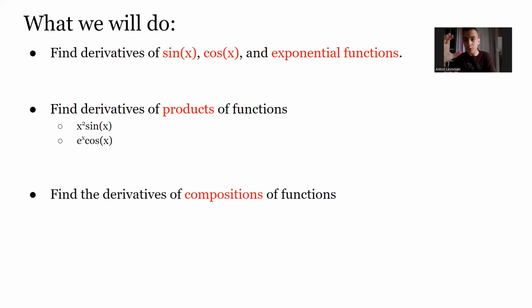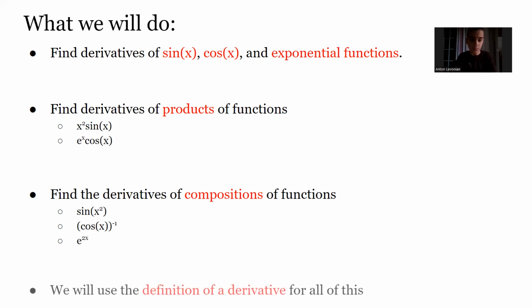We will also be able to find the derivatives of compositions of functions. What this means is you have a function, and instead of the input being x, it's something like x squared or sine of x. For example, sine of x squared, 1 over cosine of x, where the big function is 1 over x, and then instead of x, you're inputting cosine of x. e to the 2x, instead of inputting x into e to the x, you input 2x. And we will have the tools to deal with derivatives of these types of functions after this lesson.